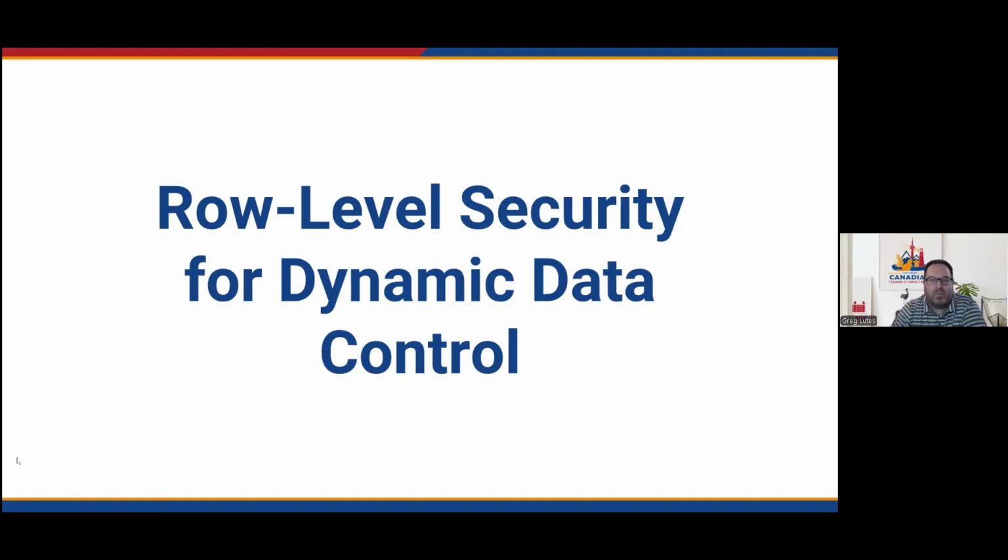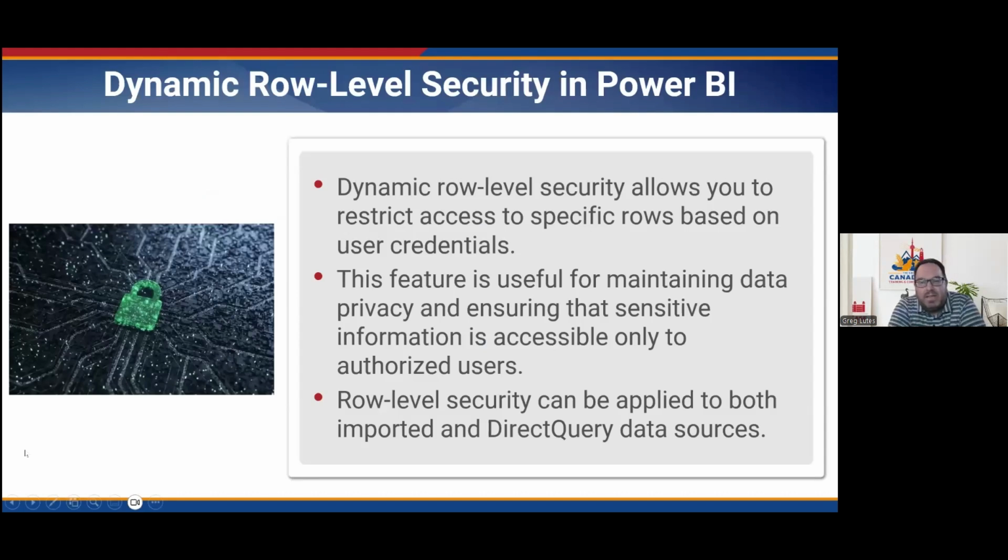Dynamic row level filtering is a very powerful feature that enables you to restrict access to specific rows of data based on the user's credentials. This could be really useful if you have sensitive information that you only want certain users to be able to see. Row level security can be applied to both imported and direct query data. It can be configured to allow or deny access under specific conditions.